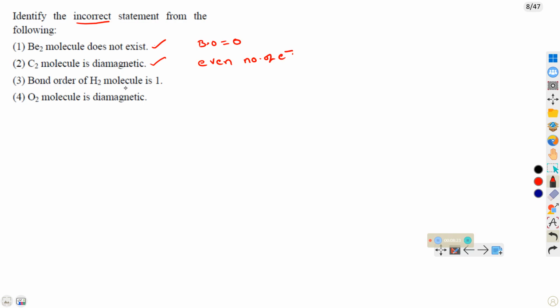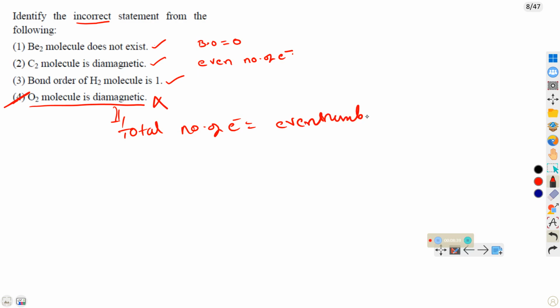Bond order of H2 molecule is 1. Correct. O2 molecule diamagnetic. Wrong. Incorrect statement: total number of electrons is an even number only. Total number of electrons is equal to an even number, but the exception is 10 electrons and 16 electrons.